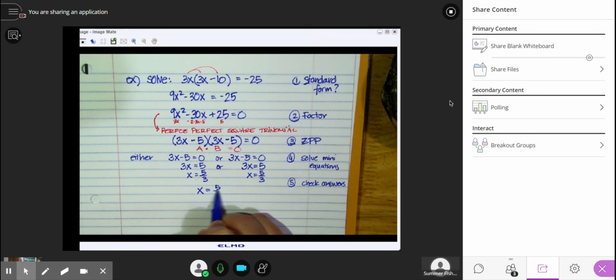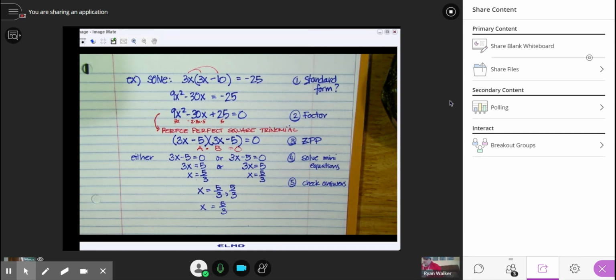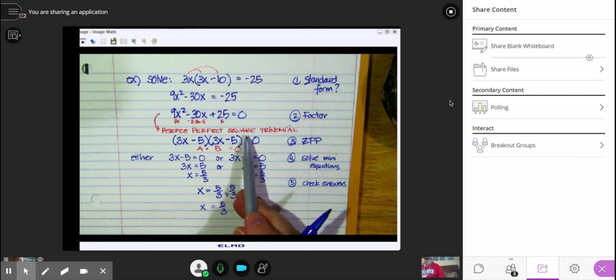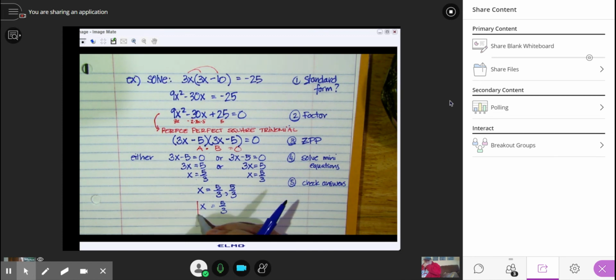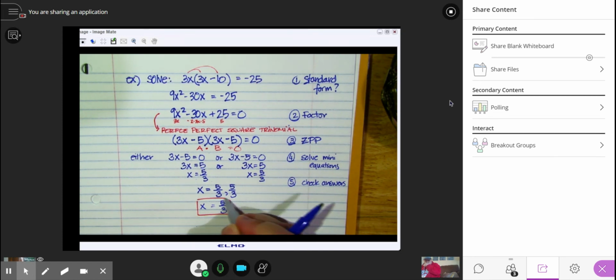So I got x is 5/3. I got the same answer twice. Is that okay? Absolutely. We said it was a perfect square, and when you have a perfect square trinomial, you are going to get the same answer. You should. That's the whole point.